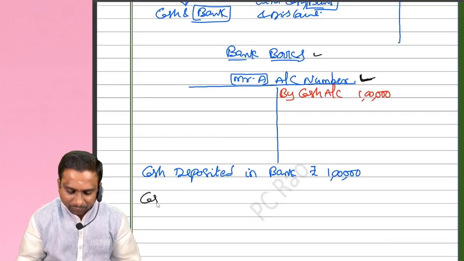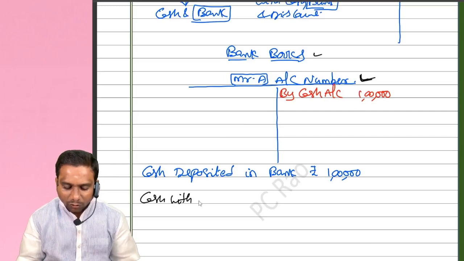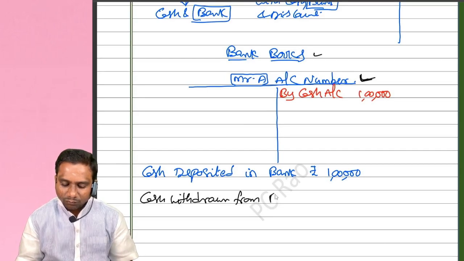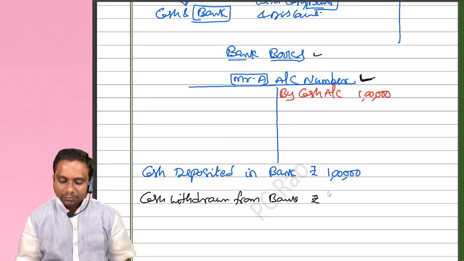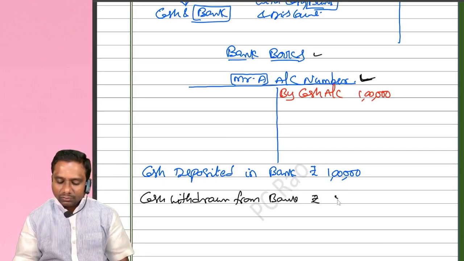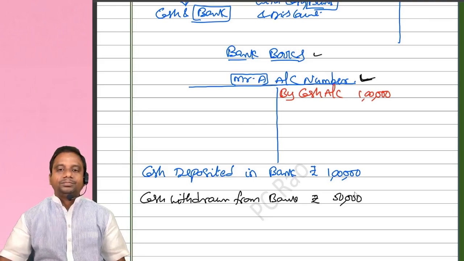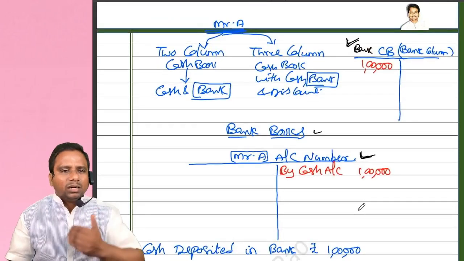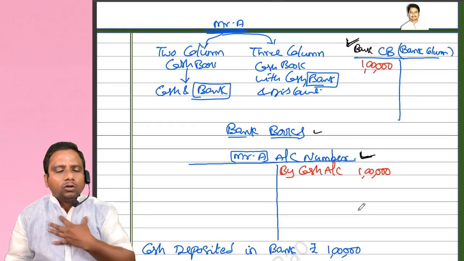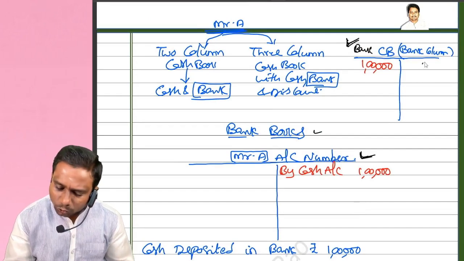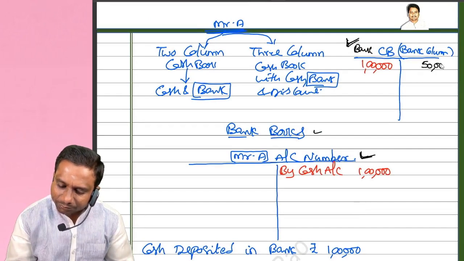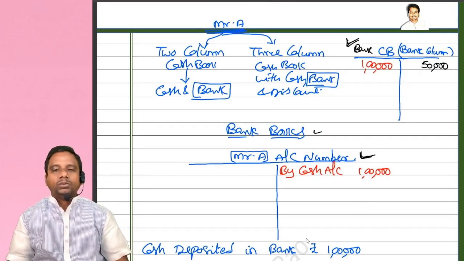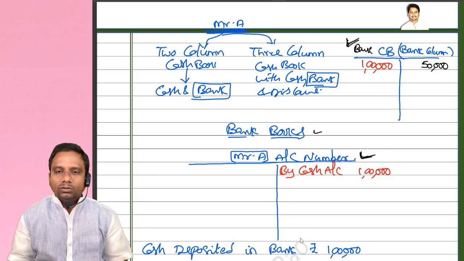Next. Cash withdrawn from bank, rupees 50,000. Tell me, for this, what is the entry we record generally in the cash book? Cash is coming into our organization. So cash account debit to bank account. So here we write on the credit side 50,000 rupees. In the cash book credit side, we write 50,000.